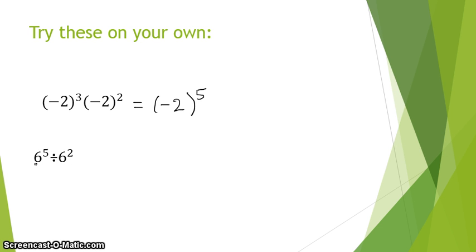Let's try this one now. Again, bases are the same. They're both 6. If I'm dividing same bases, I can just subtract the exponents. So 5 minus 2 is going to be 3, so this is just 6 to the third. So far, so good.